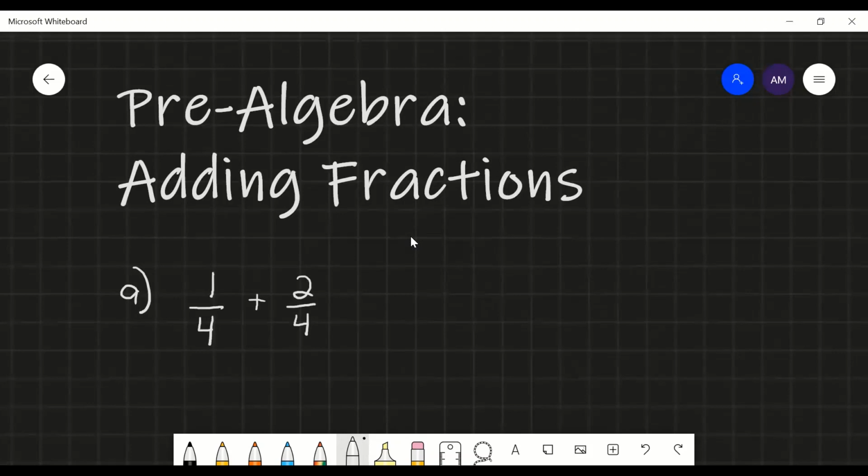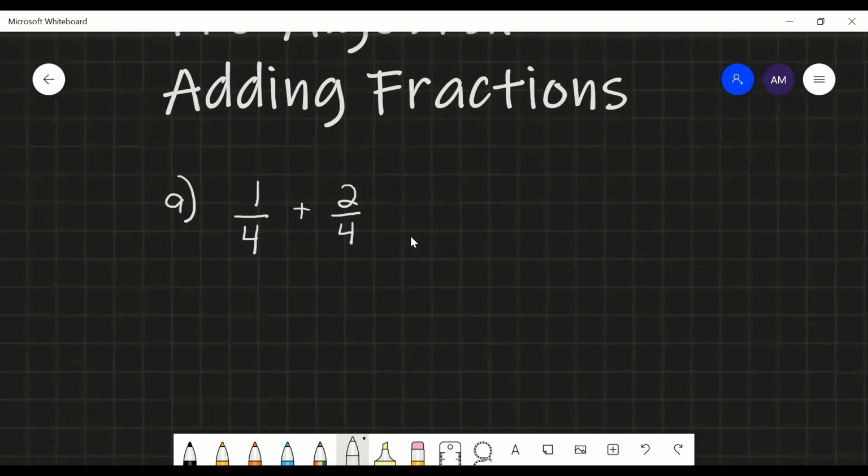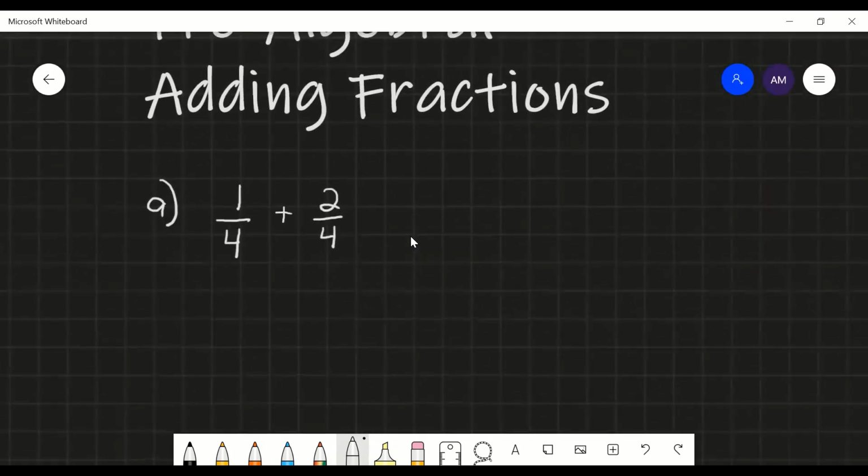So in this video, we're going to learn how to add fractions together. What we learned already was how to multiply and divide fractions, but adding fractions is a bit more tricky. I'll show you in a few later examples how it can be a lot more tricky. The first one's not so bad.